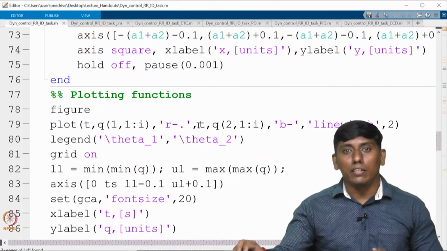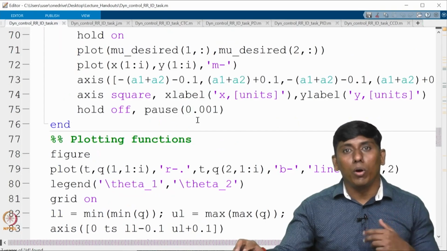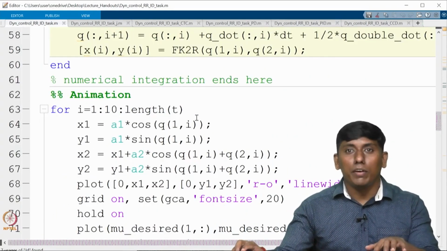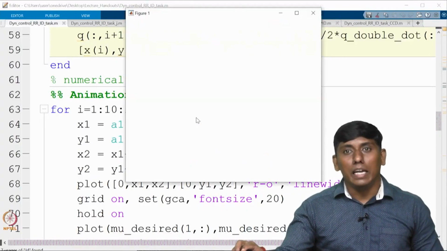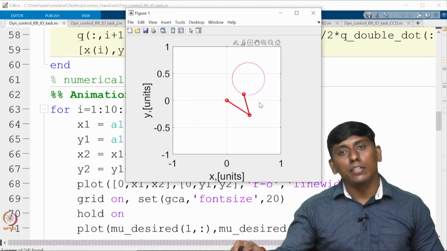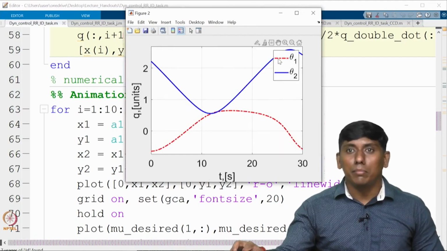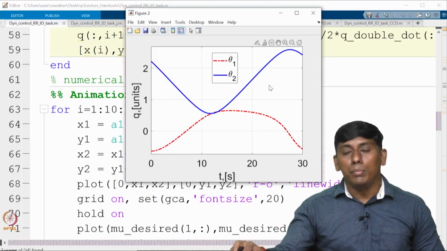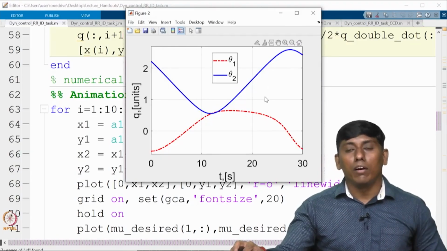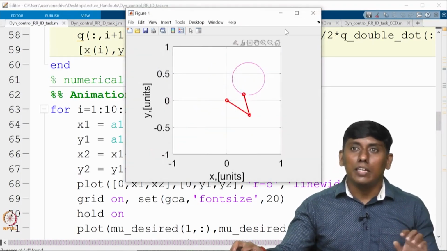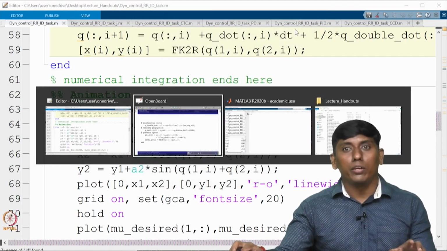After that you can see all these subfunctions, and I am trying to plot. Before that I am trying to animate. Okay, now if I run this code, you can see this is the profile given as desired, and your system is also following it, right. This is what you see as inverse dynamics in the task space, and this is how theta 1 and theta 2 moved based on the circular profile of mu which is given. Now the same thing can be done in the joint space, just for your benefit.